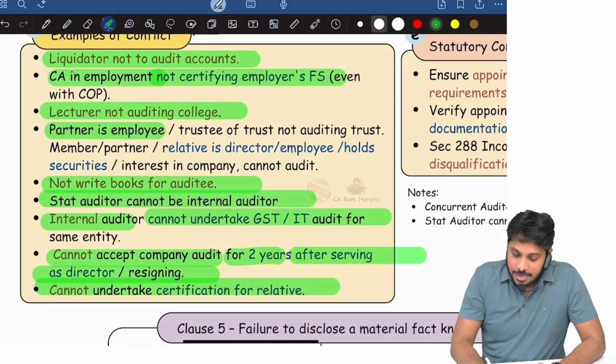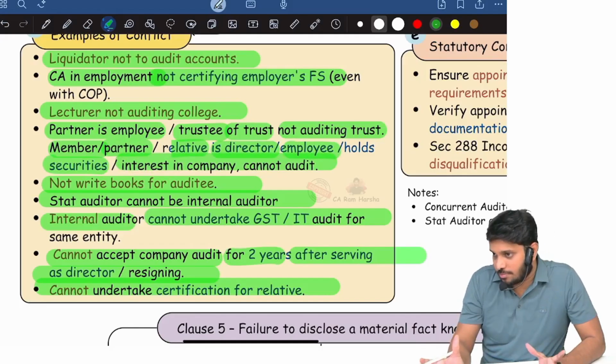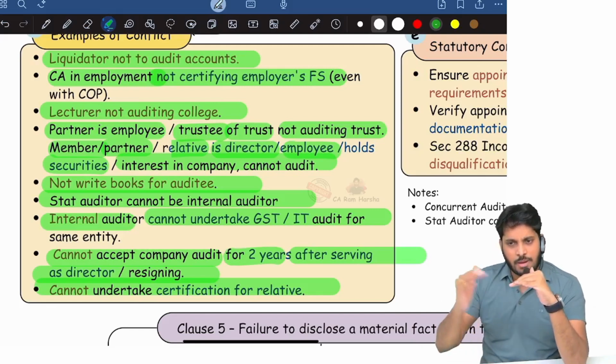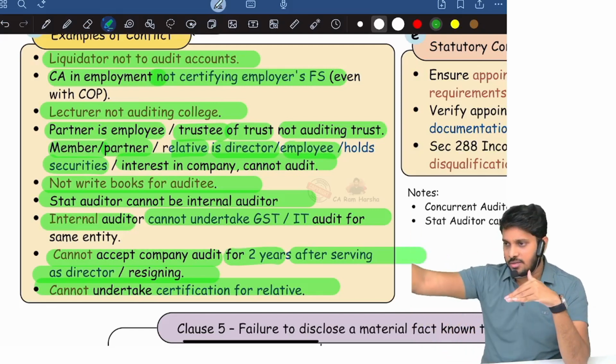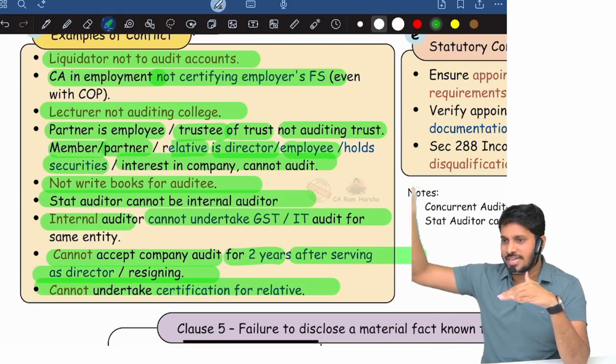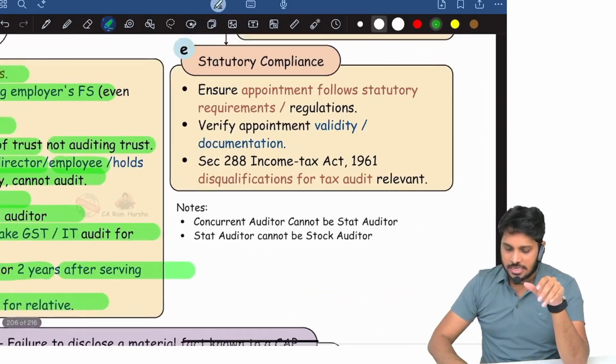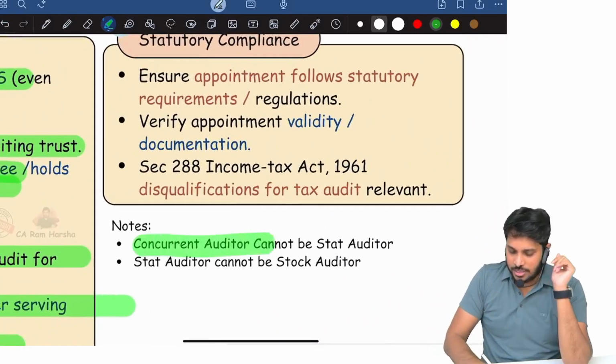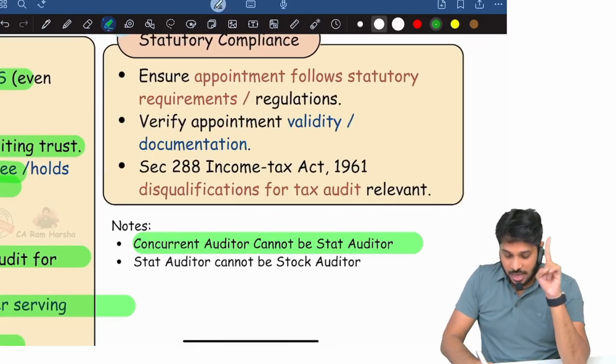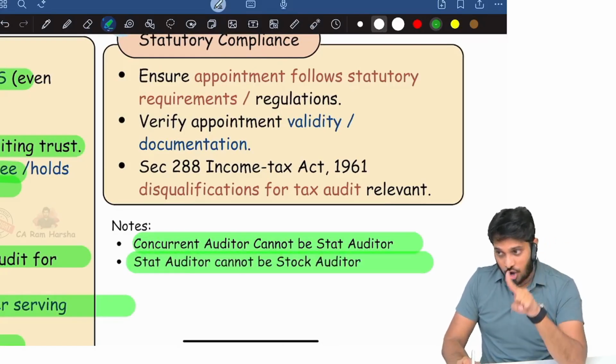A partner who is an employee or a trustee of a trust cannot audit the trust. If a member's or partner's relative is a director or employee or holds securities or interest in the company, he cannot audit the same company. Simple. If I or my partner is a trustee, I cannot audit that. If I or my partner or somebody is a director in the company, we cannot audit that. Simple. Next, a concurrent auditor cannot be the statutory auditor, and a statutory auditor cannot be the stock auditor.